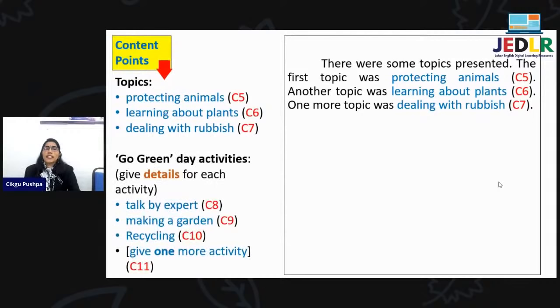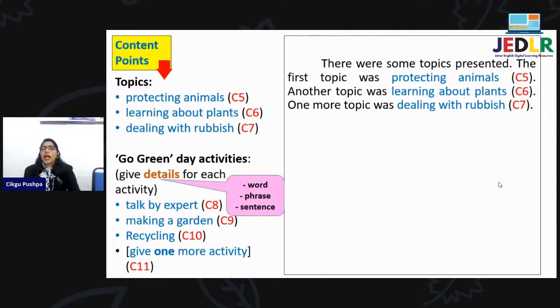Now, this is another part of the content points. Go Green Day activities. Here, one important thing that you should know is the extra detail, as you can see here. Give details for each activity, meaning to say that you must give at least one detail for the content point. And these details can be in word form, phrases, or sentences.